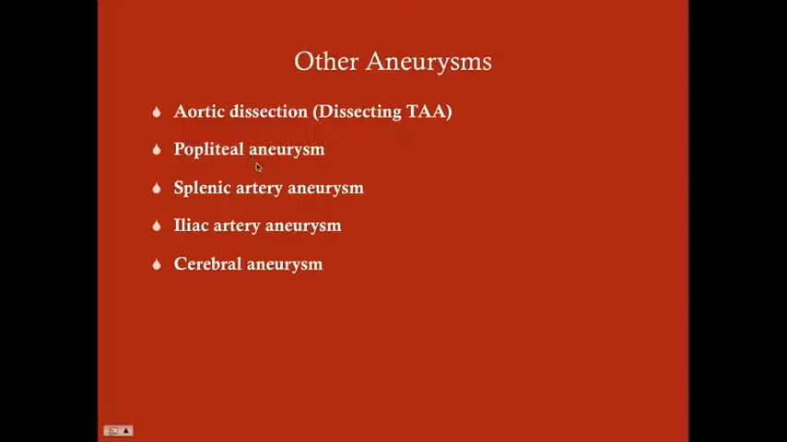Then we'll talk about the popliteal aneurysm, which is probably the second most important thing we'll talk about, and then the splenic artery aneurysm and iliac artery aneurysm. As far as importance, I mean likelihood they'll come up on the USMLE. Cerebral aneurysm is more of a domain of neurosurgery, but we can't have a discussion on aneurysms without at least bringing up the cerebral artery aneurysms. So I do want to talk about that. That's also another important one. But it's really not so much a domain of vascular surgery as much as it is neurosurgery.